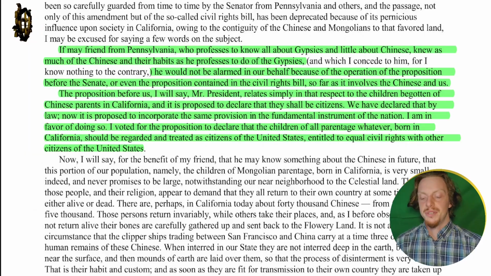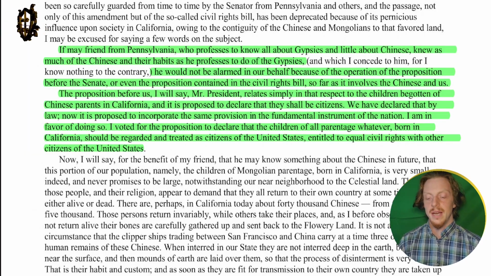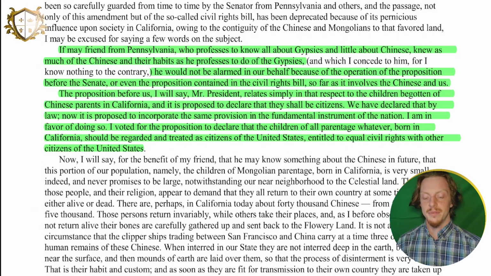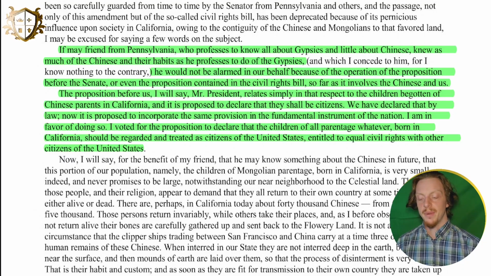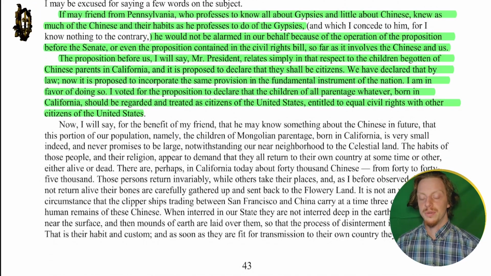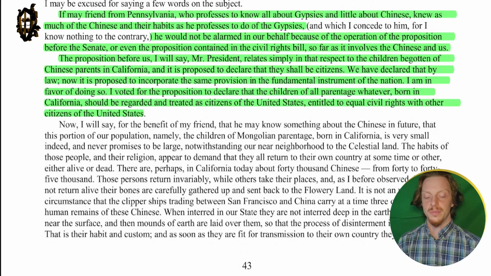Further, he says, the proposition before us, the 14th Amendment, I will say, Mr. President, relates simply in that respect to the children begotten of Chinese parents in California, and it is proposed to declare that they shall be citizens. We have declared that by law. Now it is proposed to incorporate the same provision in the fundamental instrument of the nation.